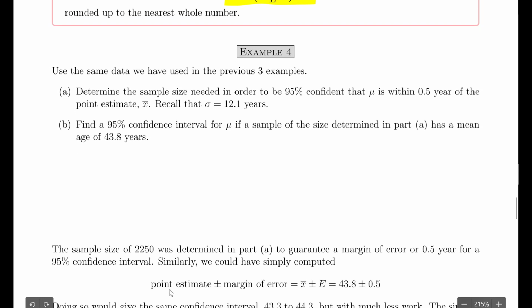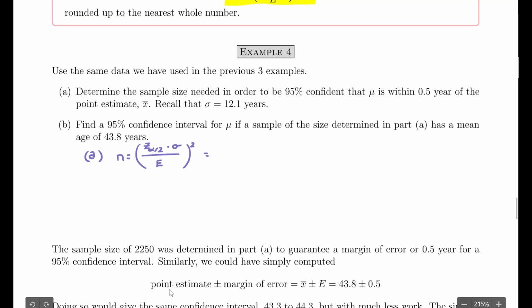So again, we're using the same data here in example 4. It says determine the sample size needed in order to be 95% confident that mu is within 0.5 years of the point estimate x bar. We need to recall first that sigma is still 12.1 years. We are not changing the standard deviation at all. So when we take the formula that we just looked at, it's n equals z sub alpha over 2 times sigma over our margin of error, quantity squared.